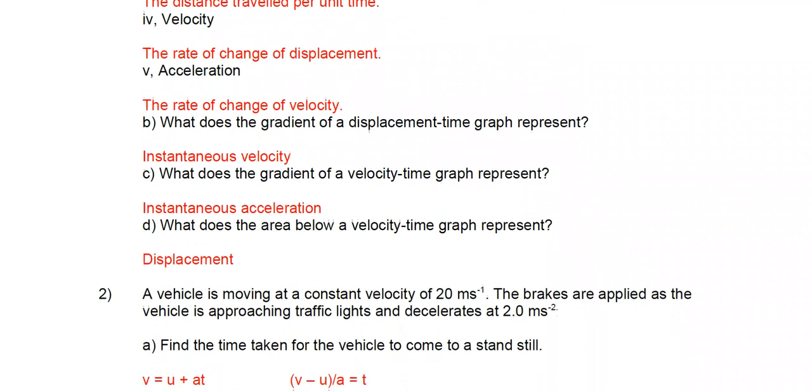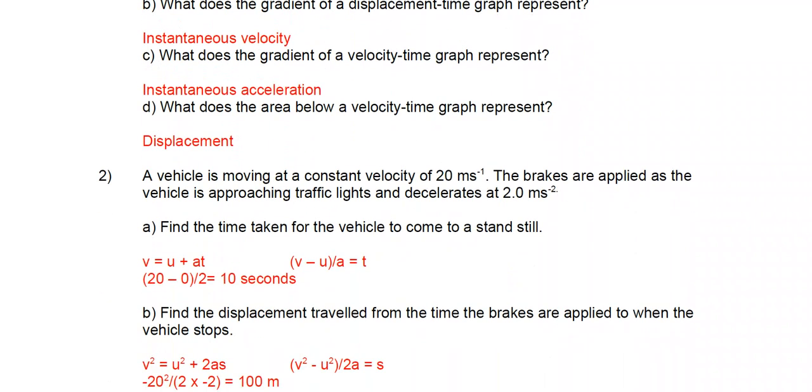What does the gradient of a velocity time graph represent? Well, it's the instantaneous acceleration. What does the area below a velocity time graph represent? It is displacement.